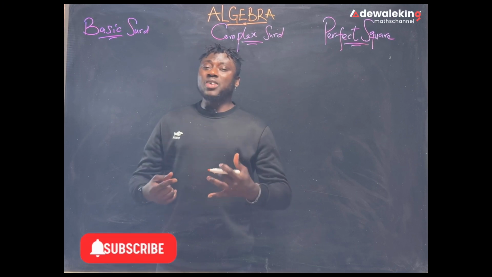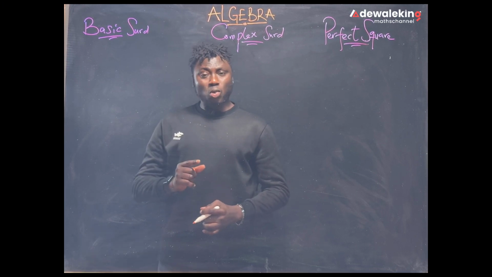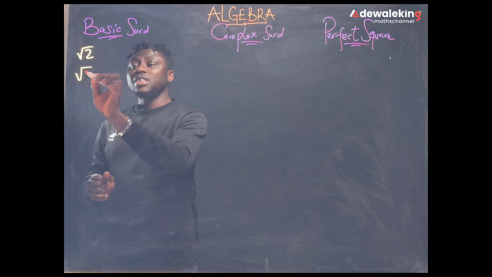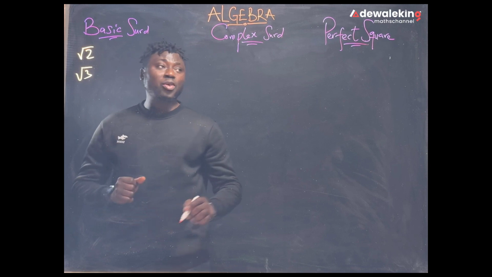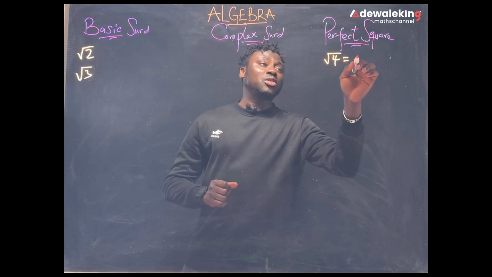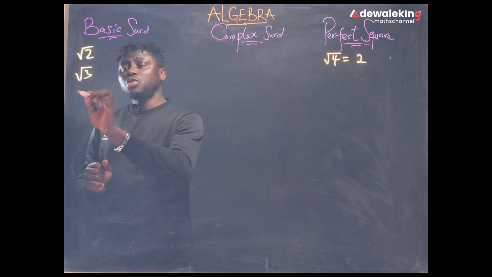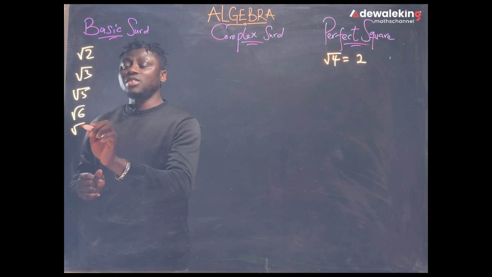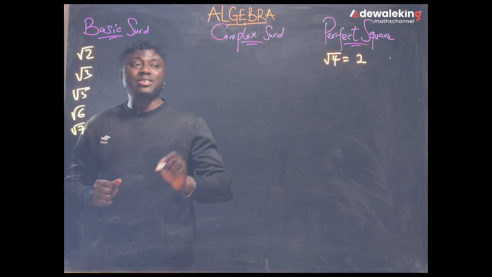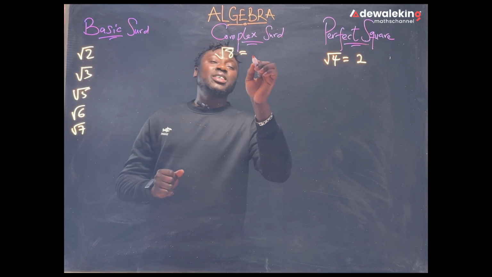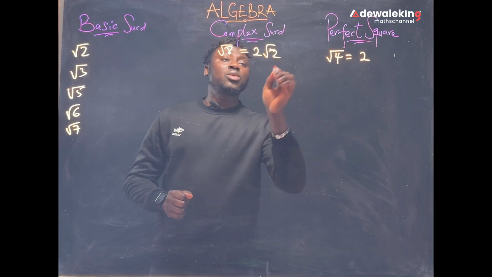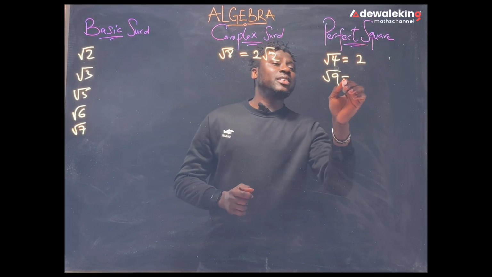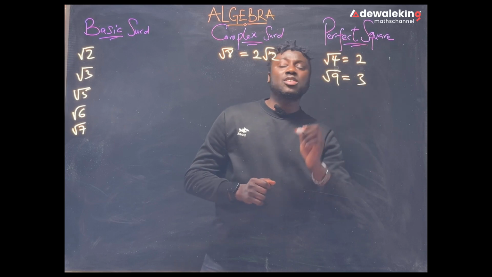For you to simplify SURD with ease, you have to know that root 2 is a basic SURD, root 3 is also a basic SURD, but root 4 is a perfect square because it's equal to 2. Also, root 5 is a basic SURD, root 6 is a basic SURD, root 7 is a basic SURD, but root 8 is a complex SURD because it gives us 2 root 2, because 4 times 2 is 8, and root 9 is a perfect square and is equal to 3.